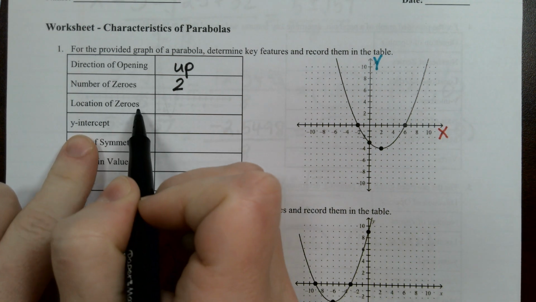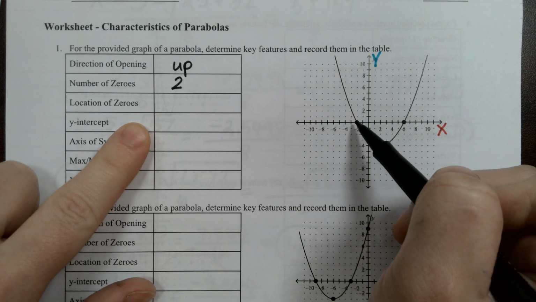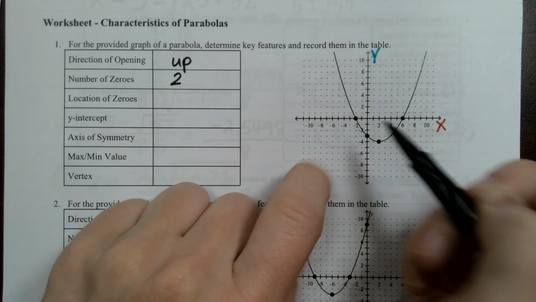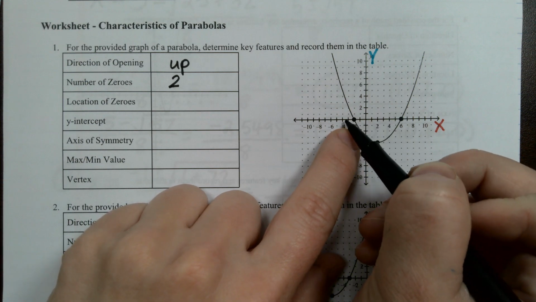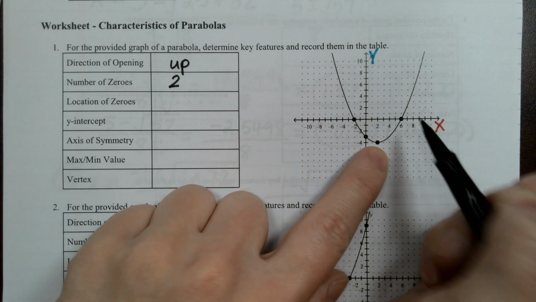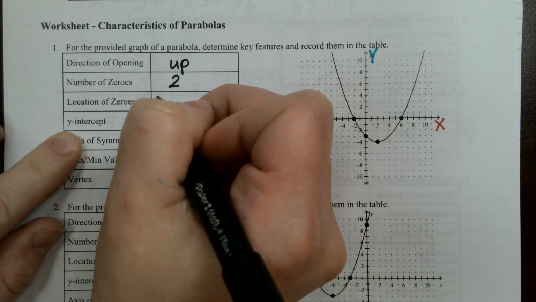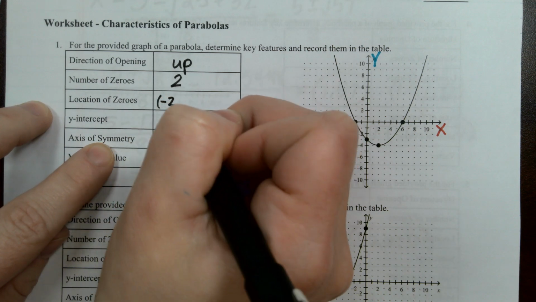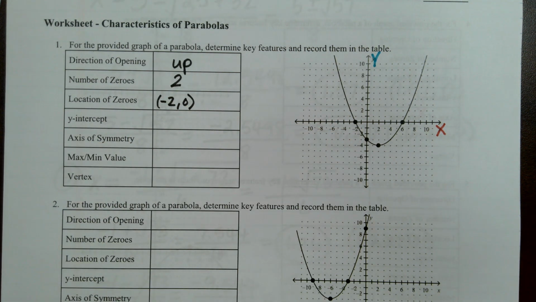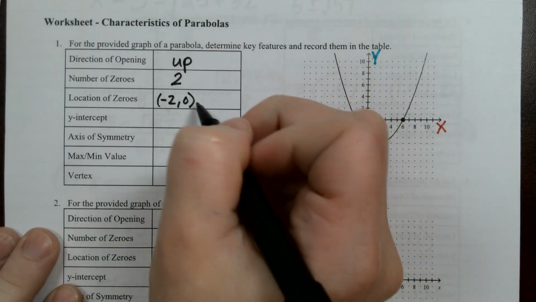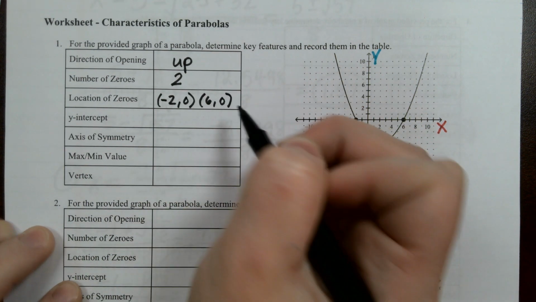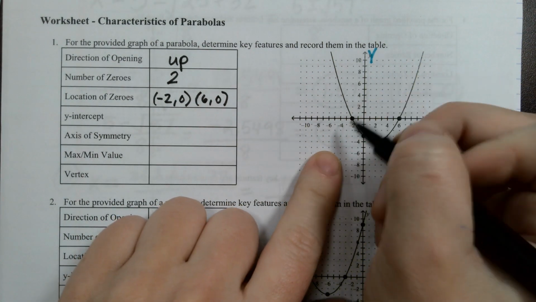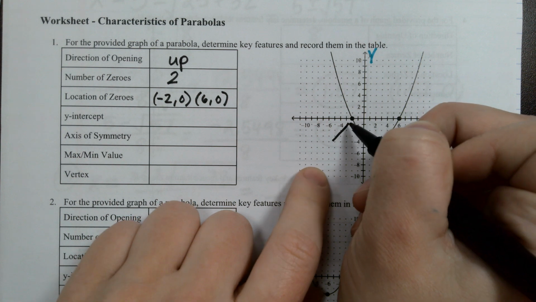Now I want to know the location of the zeros, which are where it touches the x-axis. So I see my first one. It's really tiny, but it's touching -2 and +6. So I'm going to write them as a coordinate. -2, 0, and 6, 0. Good.